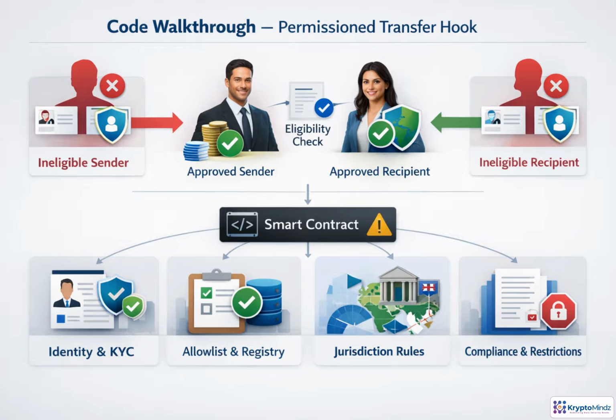At the center of a permissioned token is the transfer hook. Before balances change, it checks whether the sender and recipient are eligible. If either check fails, the transaction reverts, ideally with a clear custom error. Eligibility can come from local contract storage or from an external registry tied to KYC, allow lists, jurisdiction, or investor status. The key is consistency. Every transfer path must enforce the same deterministic rules.